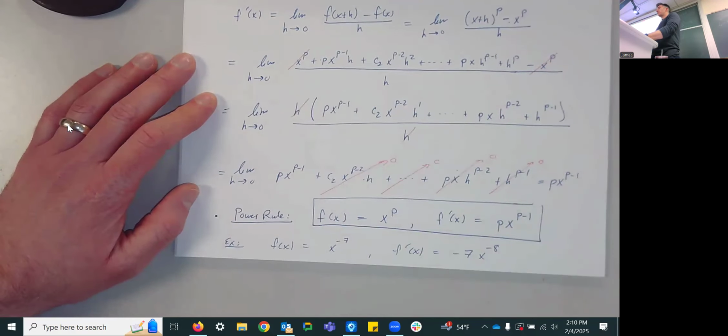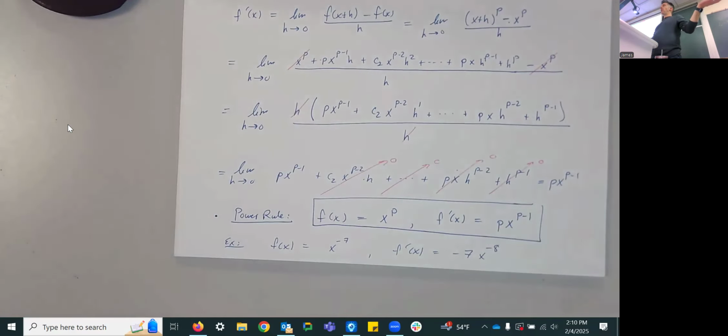Okay, cool. So power rule, it's a great rule. We use it all the time. Get comfortable with it. There's more to say here, but let me see for a second.